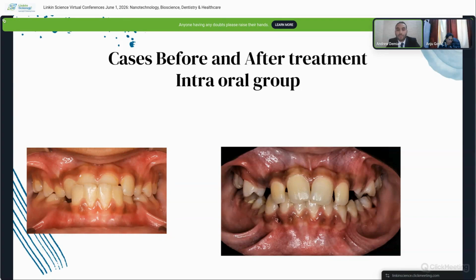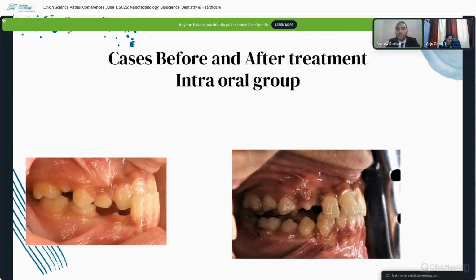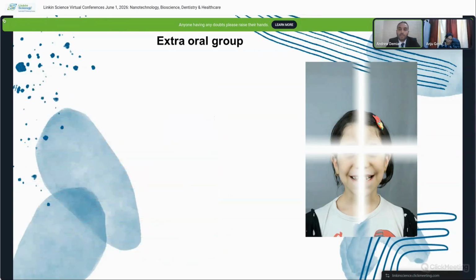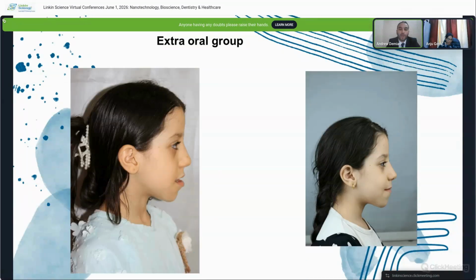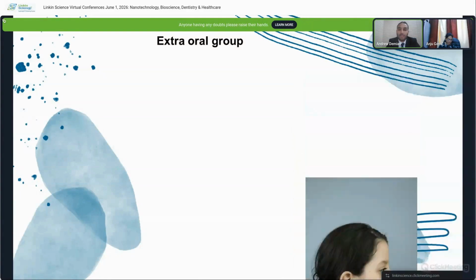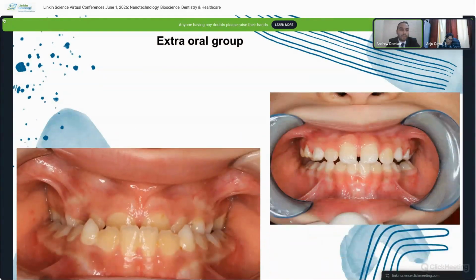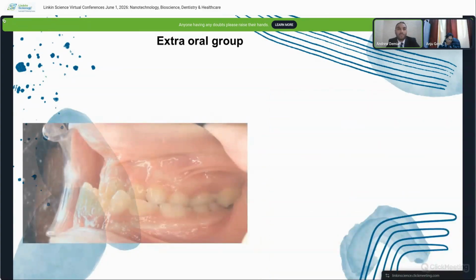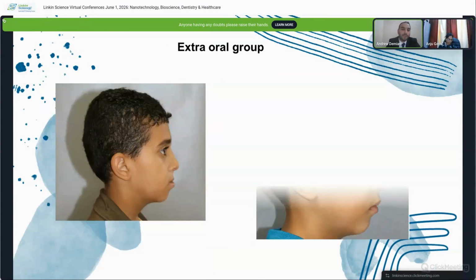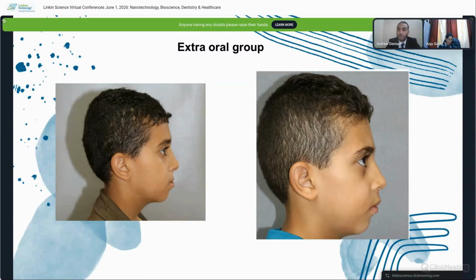As you can see here, how much improvement happened. This was the extraoral group using the face mask. Again, look at how much the profile improved after using the face mask, and the problem has been corrected. So both of them were equally effective in correcting the problem. And this is another patient with a class 3 problem; you can see how much the profile has improved.